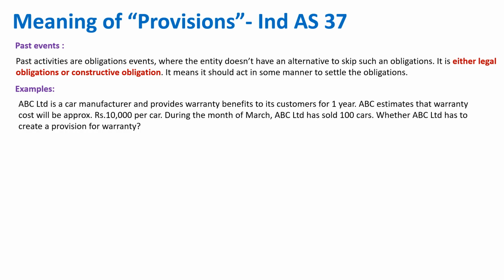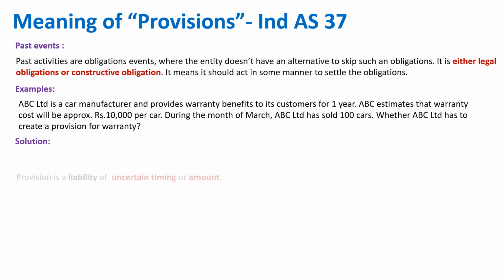ABC Limited is a car manufacturer and provides warranty benefits to its customers for 1 year. Okay, so the car manufacturer is giving warranty benefit to its customer for 1 year. ABC estimates that warranty cost will be approximately 10,000 rupees per car. During the month of March, ABC Limited has sold 100 cars. Whether ABC Limited has to create a provision for warranty. So it is a very simple case. Let's understand whether ABC has to create a provision for warranty or not.